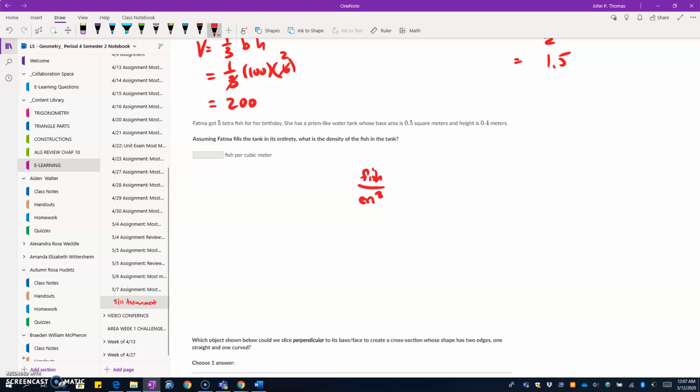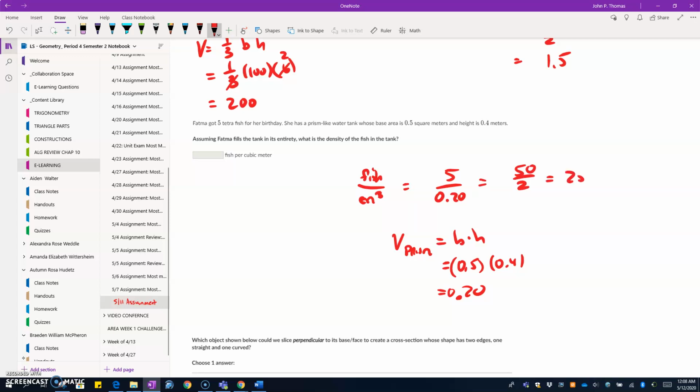So when we look at this, we know that the volume for a prism is base times height. Our base here is 0.5. Our height is 0.4. So 5 times 4 is 20. There's 2 decimal places, so we'll have 2 decimal places in our answer. So we got 0.20 for the volume, and the number of fish is 5. So I have 5 over 0.20. I'm going to move the decimal place 1 spot in each, so 50 over 2, which is 25. So the density would be 25 fish per cubic meter.